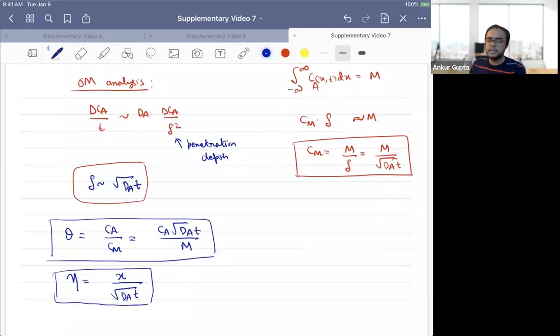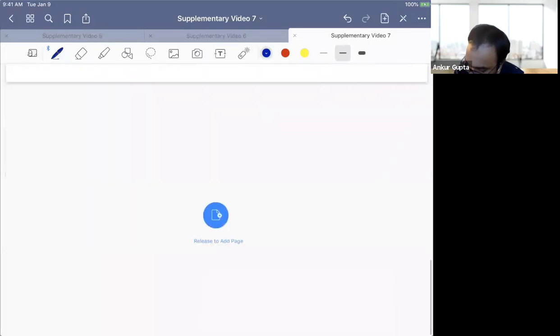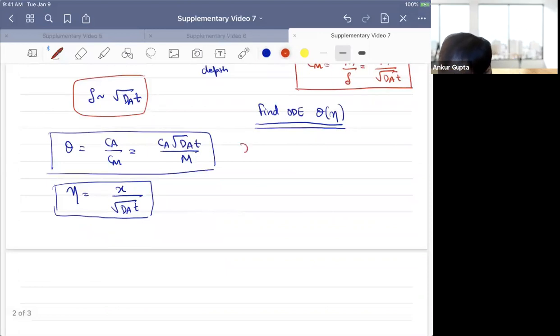Now what we want to do is substitute and go back into the original equation, writing everything in terms of theta of eta. So we want to find the ODE for theta of eta. This is our goal. Let's start with the first term, del C by del t. How should we go about it? Note that C is theta times m by root Dt.